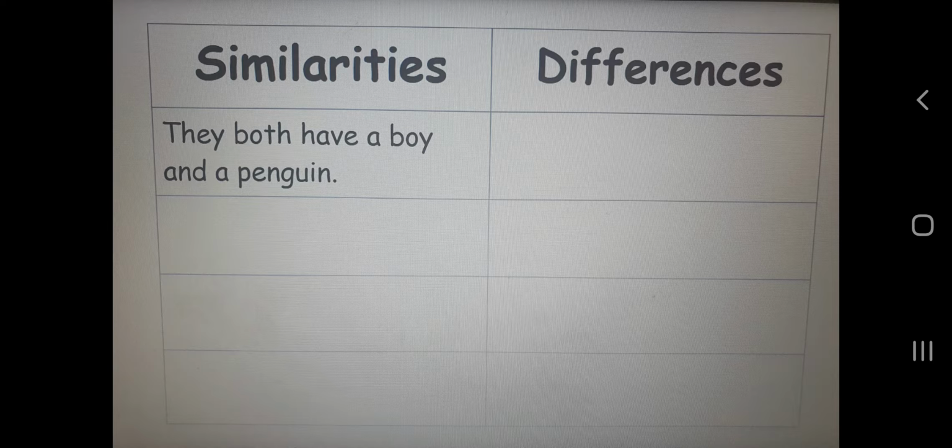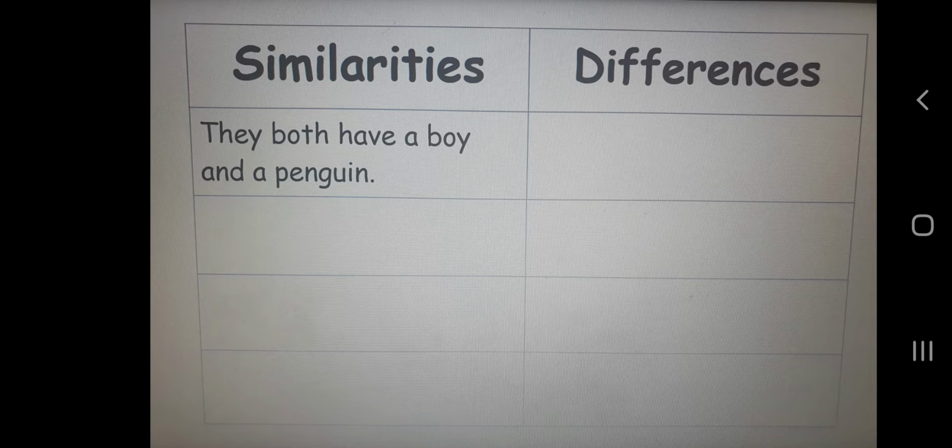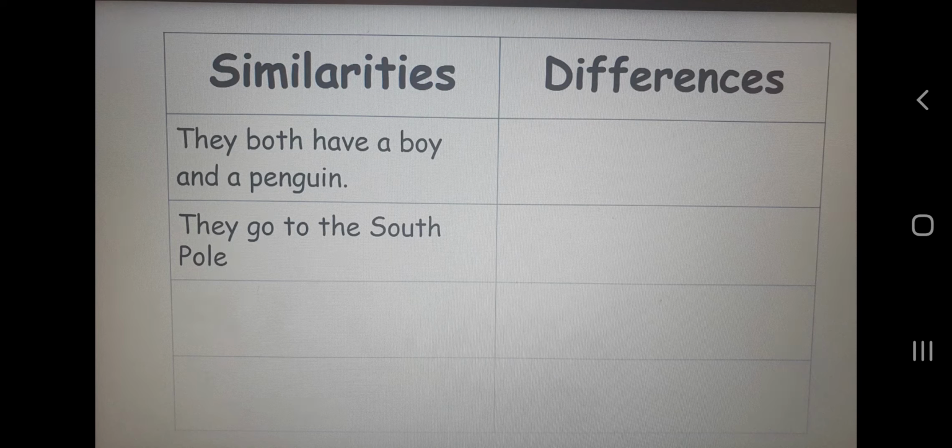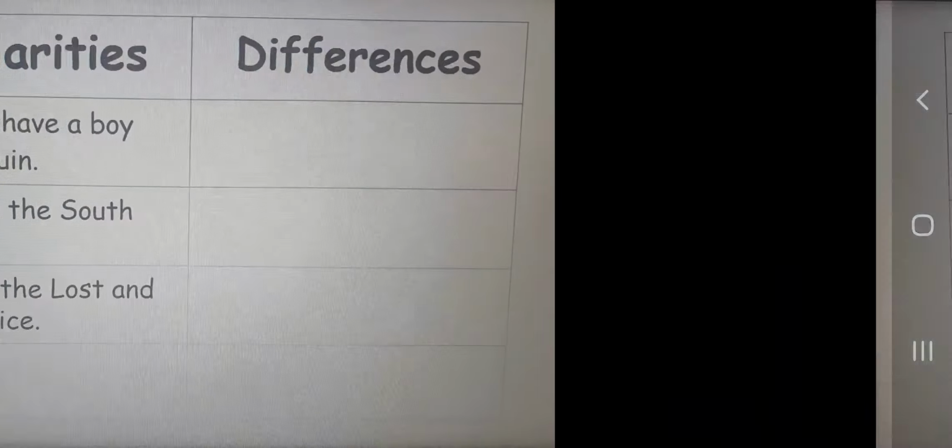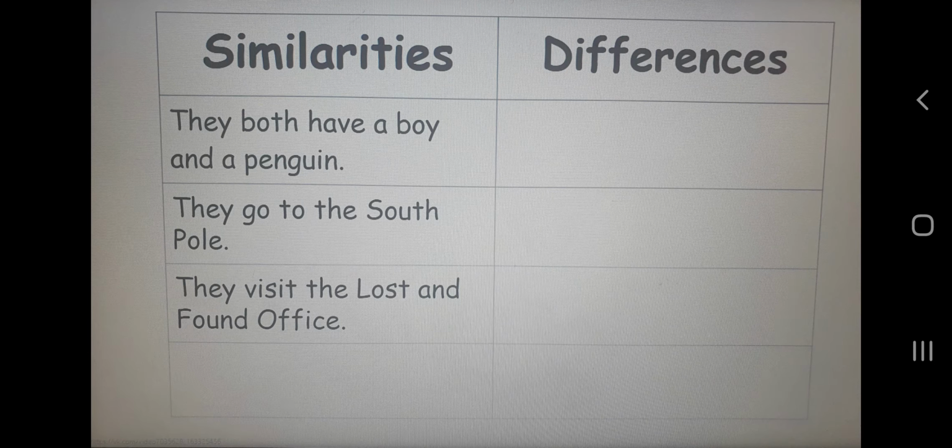Okay, so let's think about some of the similarities between the animation and the storybook. One of the similarities is that the characters are the same. They both have a little boy and they both have a penguin. In both of the stories, they go to the South Pole. And in both the animation and the storybook, they also visit the Lost and Found office.